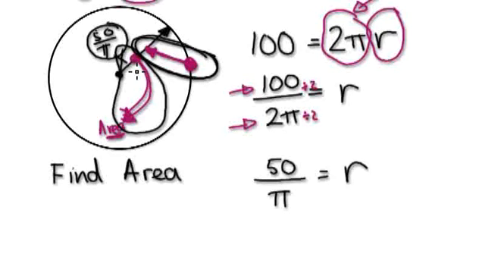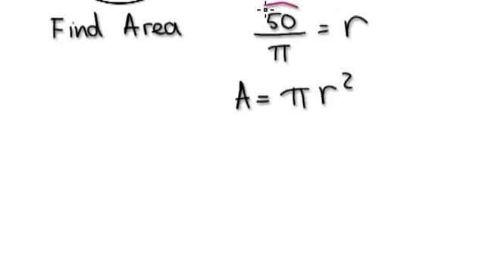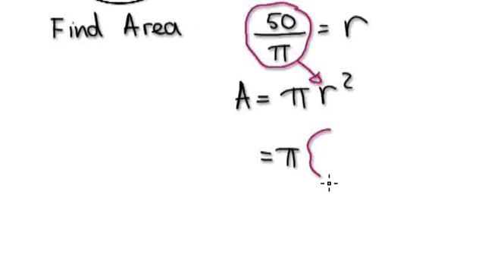Now that we've got the radius, we can jump to the area. So the next step is to write down the formula for the area. A equals pi r squared. Remember, r is this thing here, so you've got to put this thing into the r. Pi, this is r here, and then you've got to square it. So you've got to put 50 over pi into the r, and then you can square it.